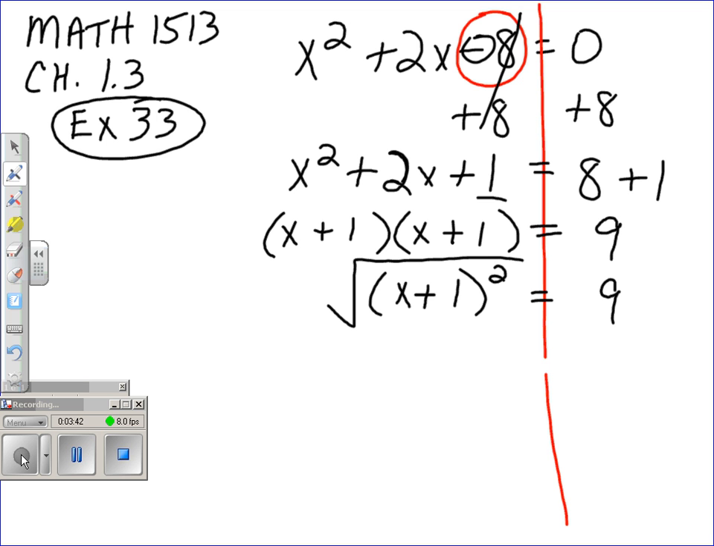So I take the square root of both sides, because a square root cancels out a square, leaving just our x plus 1. And on the right side, I have plus or minus. Remember, I was supposed to put it right here. Plus or minus the square root of 9.